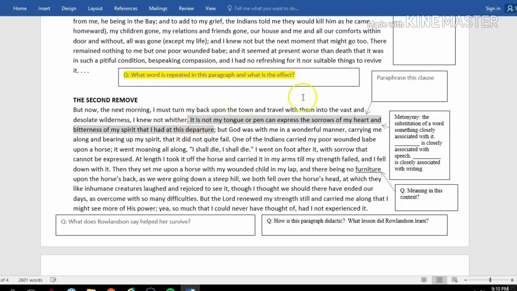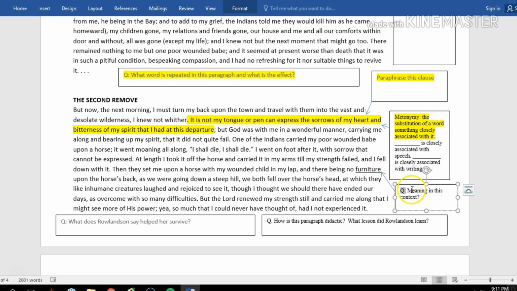Okay, we're asking you first, with the first question here, to paraphrase this clause. I'm going to highlight this clause for you: "It is not my tongue or pen can express the sorrows of my heart and bitterness of my spirit at this departure." So we're asking you in this case to paraphrase this. Please use complete sentences. Again, use a separate sheet of paper. Here, metonymy is a substitution for a word that is closely associated with it. Blank is closely associated with speech, and blank is closely associated with writing.